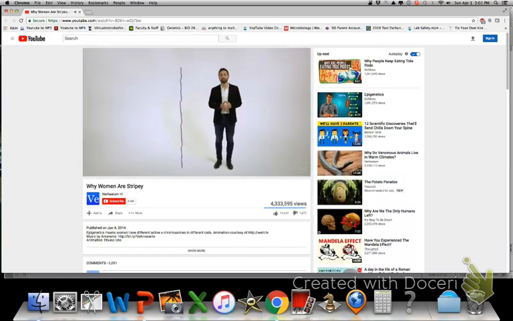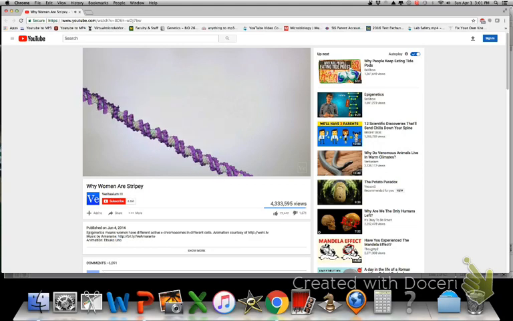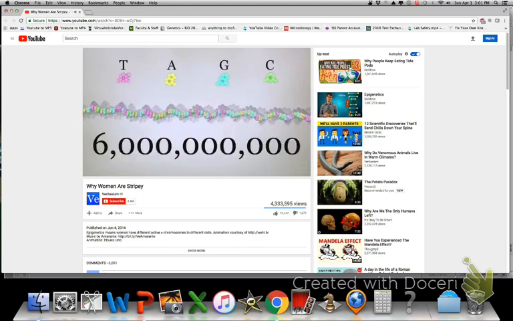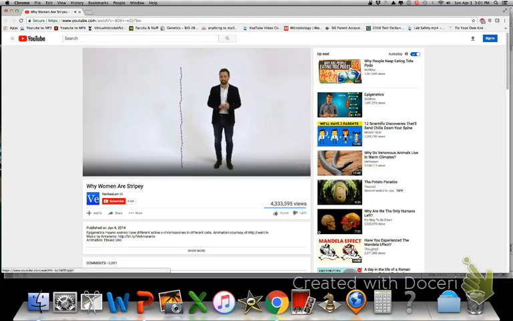Inside each one of your cells, there is 6 feet of DNA, made up of 6 billion letters of genetic code. Now, your DNA is split into 46 pieces, each 3 to 4.